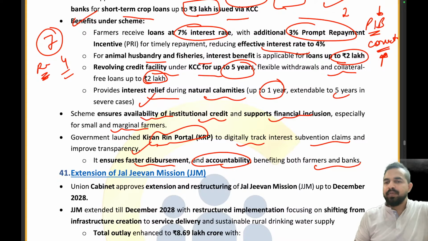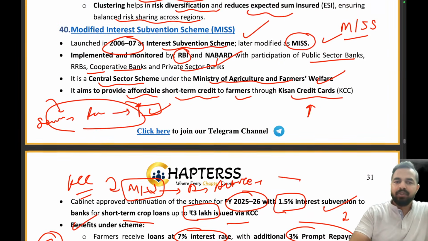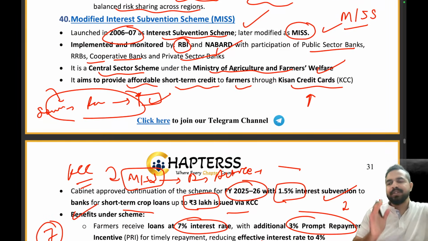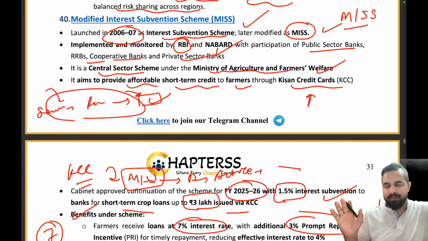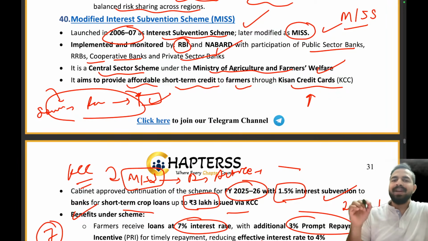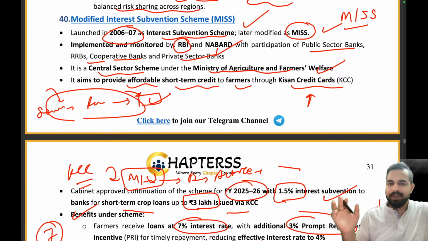So basically right now we are talking about the modified interest subvention scheme, my dear friends, under which a 3 lakh loan is approved via KCC, which is the short term crop loan. Clear everyone? So please remember, the modified interest subvention scheme was launched in 2006-07. The name was interest subvention scheme, later modified as modified interest subvention scheme. It was implemented and monitored by RBI and NABARD with the participation of public sector banks.